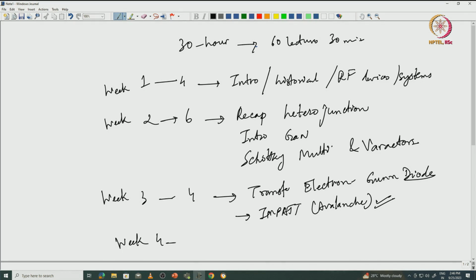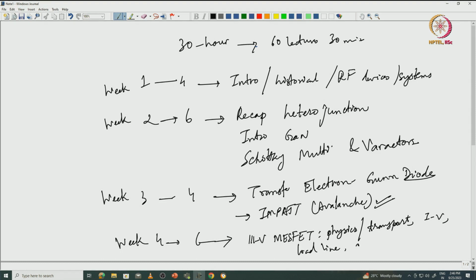Week 4 has about 6 lectures, and this is about traditional compound semiconductors, and this is a very important part of the course. We shall talk about III-V MESFETs, okay, the gallium arsenide system, the indium phosphide gallium arsenide system. We will talk about their physics, their carrier transport, and their IV characteristics, we will talk about the load line for instance, then we will talk about transconductance gm, we will talk about some amount of fabrication also of these compound semiconductor devices, and we will introduce the Johnson figure of merit, which is a very important figure of merit for RF devices.